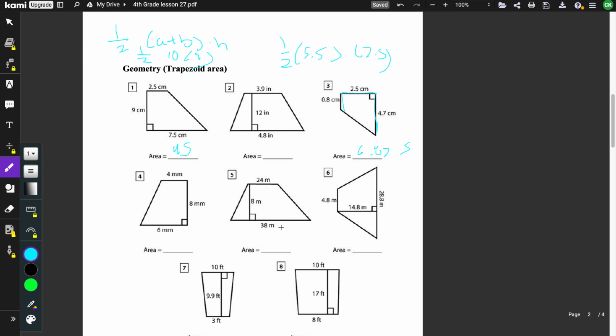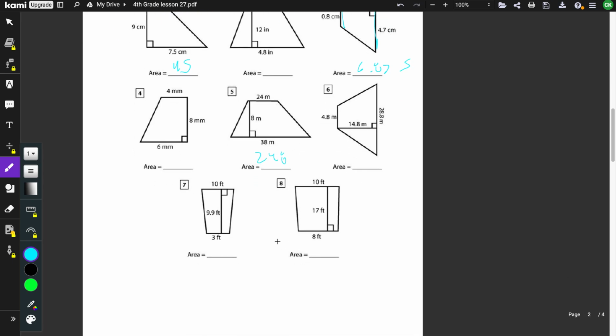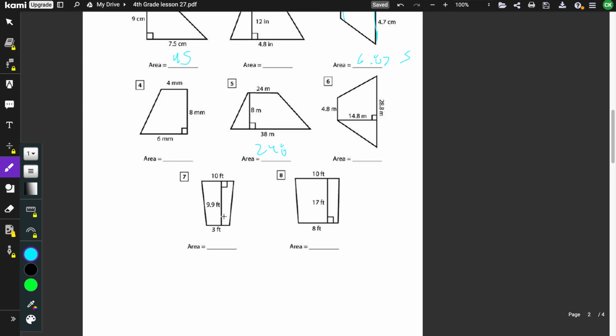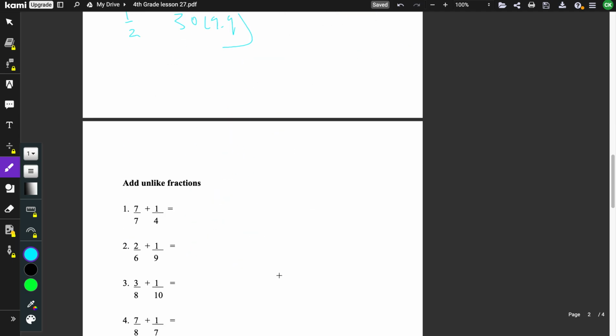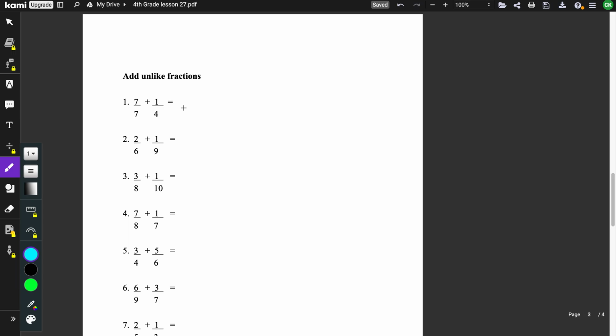Moving on, number 5, likewise we're going to do the same formula, 1/2 times A plus B. 24 plus 38 is 62, and 62 times 8 divided by 2. You should get 248 for number 5, a pretty big one. I would recommend writing it down because it's going to take a lot of math. Again, the same thing here for number 7. What should you get? 64.35.